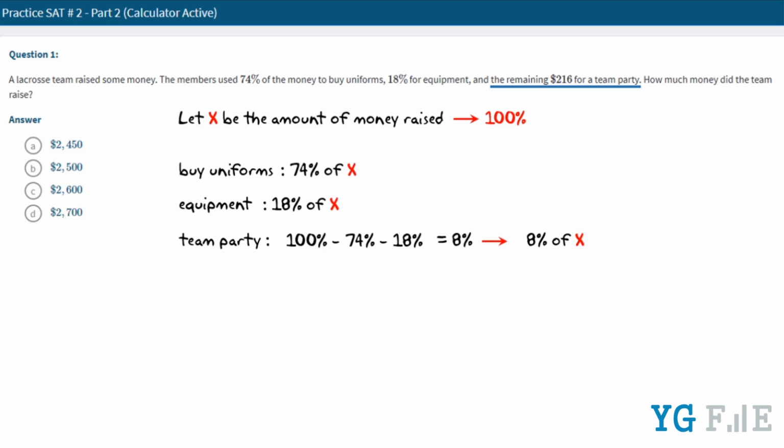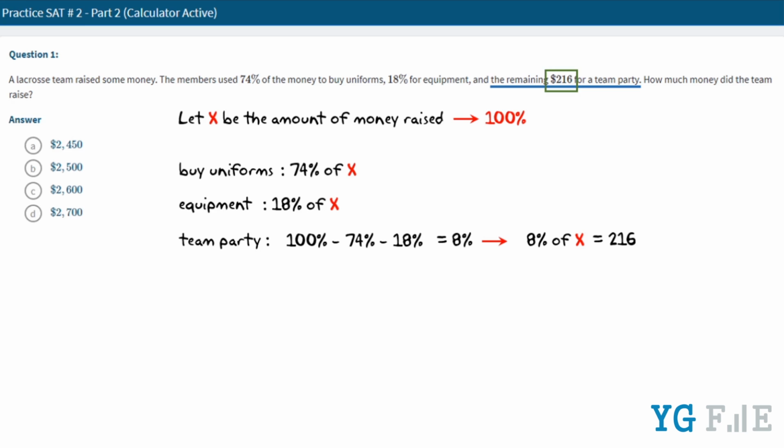So 8% of X is used for a team party, and we know that they use $216 for a team party, so 8% of X is equal to 216.